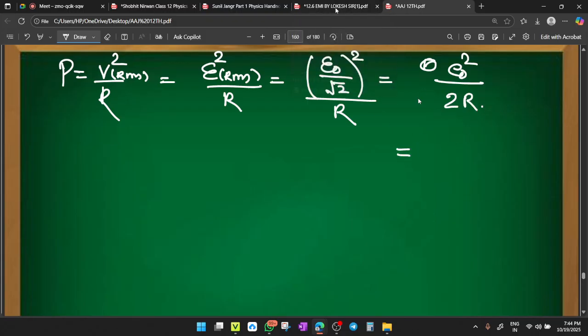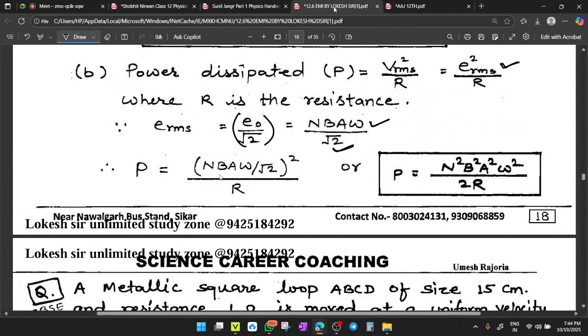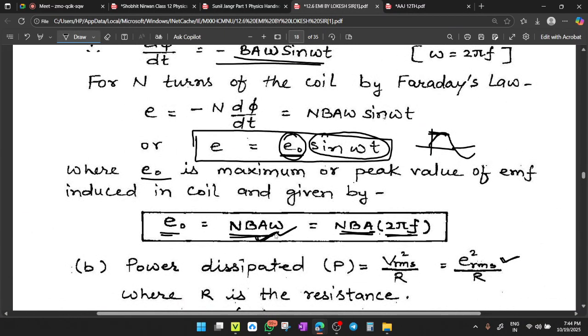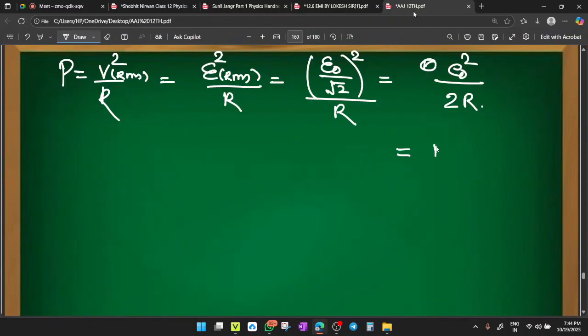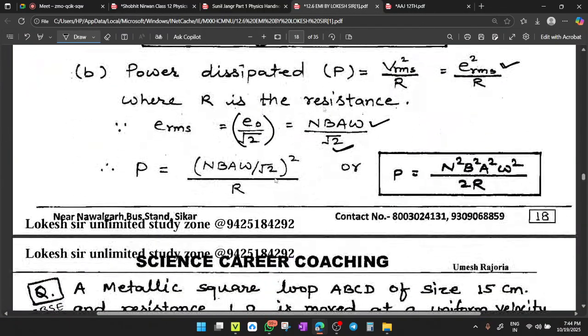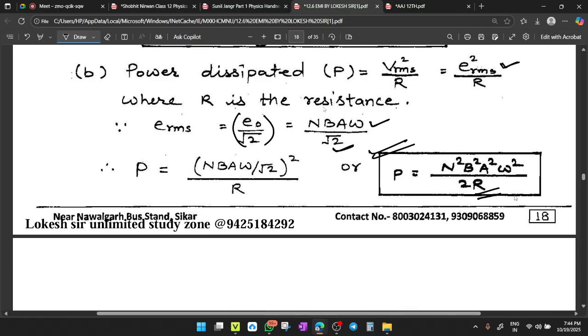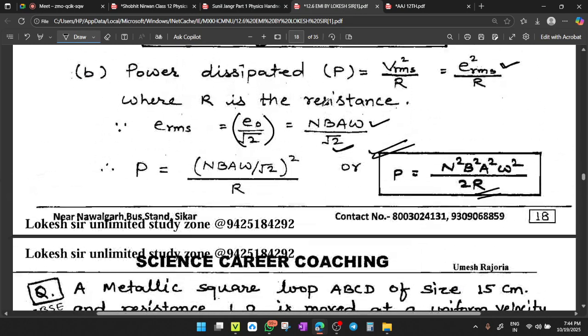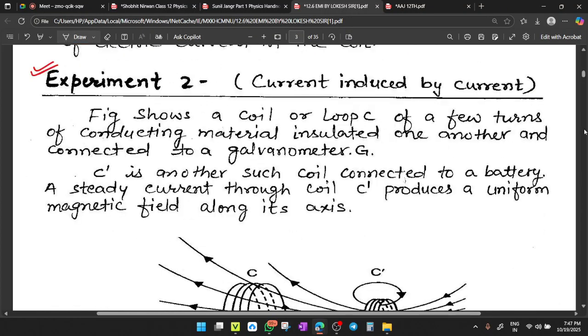Now place the value of E naught square. E naught equals NAB omega. So NAB omega whole square divided by 2R, that is equal to N square A square B square omega square divided by 2R. This is the value of power dissipated. So P equals N square B square A square omega square upon 2R. This is the amount of power dissipated in the given resistor. Clear?